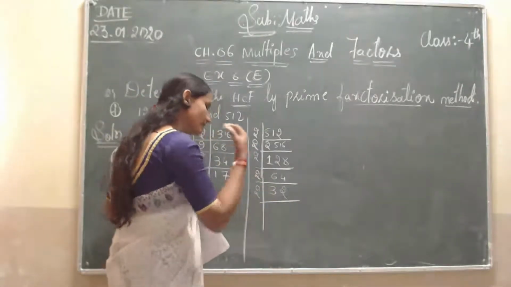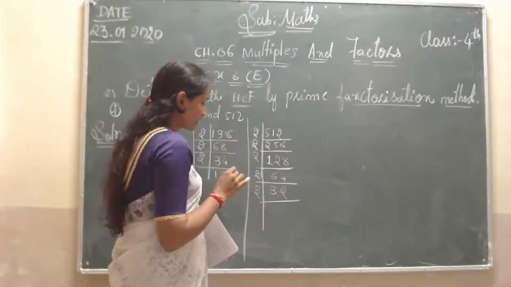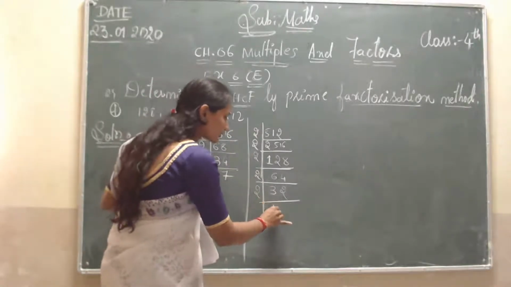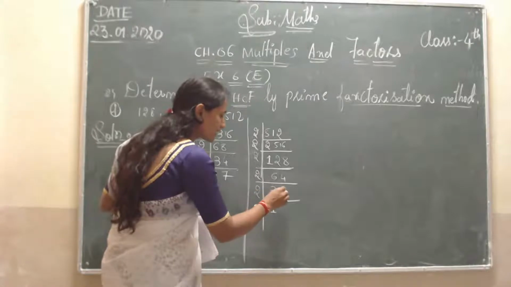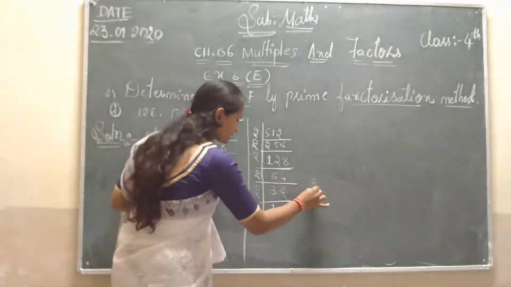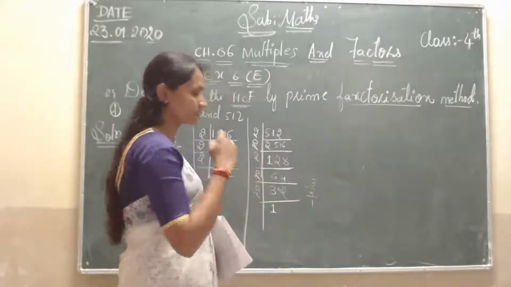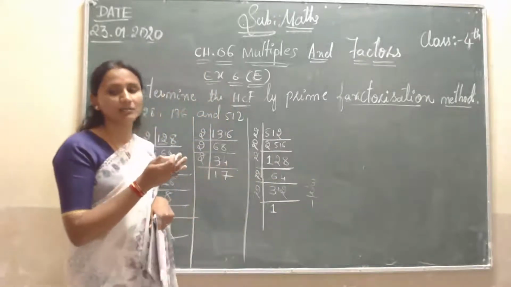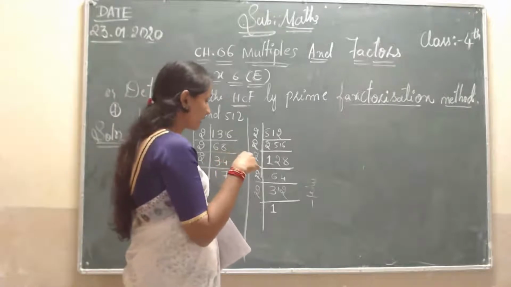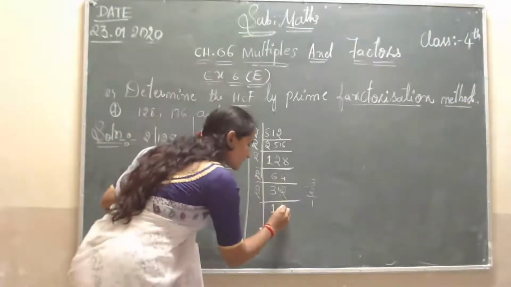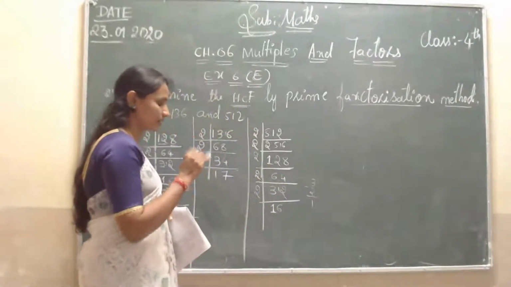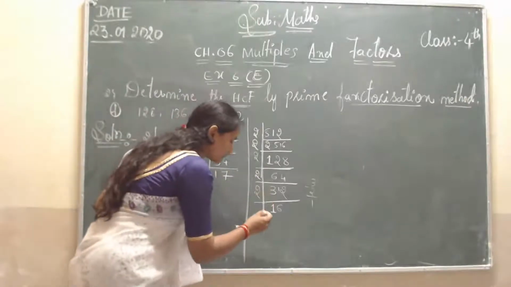Again you have to divide by 2. 2 ones are 2, and 1 is remaining. You write that 1 on the right side, making 12. 12 divided by 2: 2 sixes are 12. Then we get 16. Yes, students, 16 is also an even number.